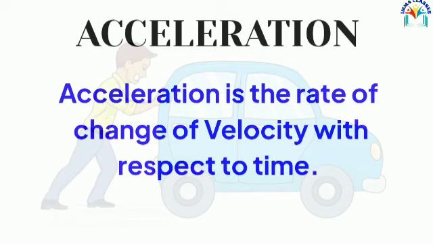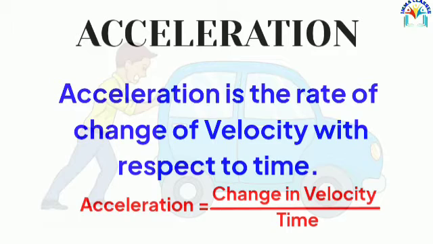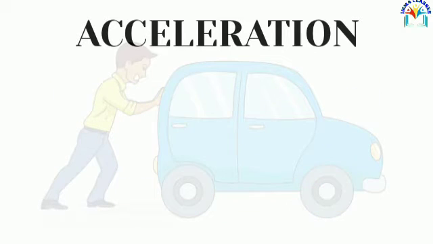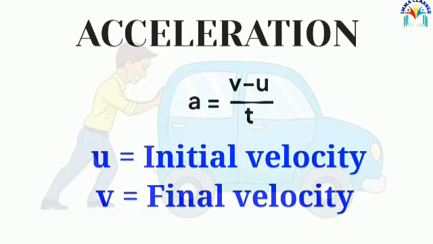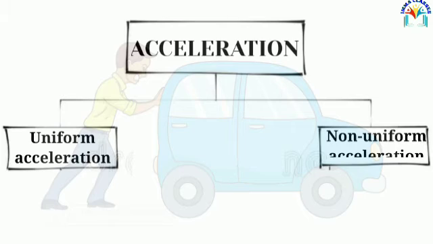Acceleration. Acceleration is the rate of change of velocity with respect to time. Acceleration is equal to change in velocity upon time. a = (v - u)/t, where u is the initial velocity and v is the final velocity. An object in motion can have two types of acceleration: uniform acceleration and non-uniform acceleration.